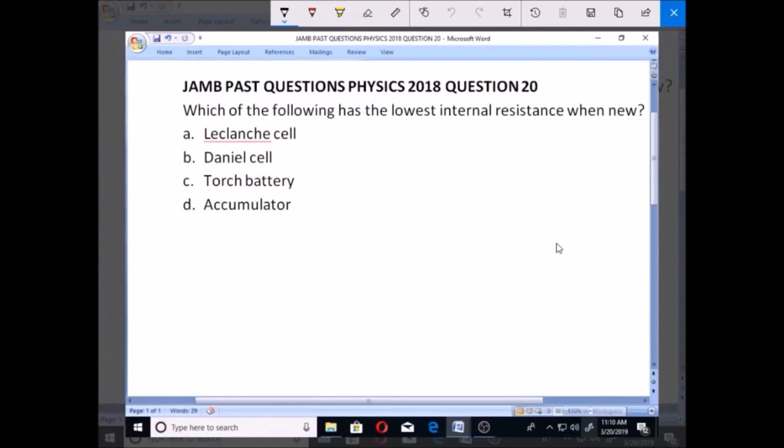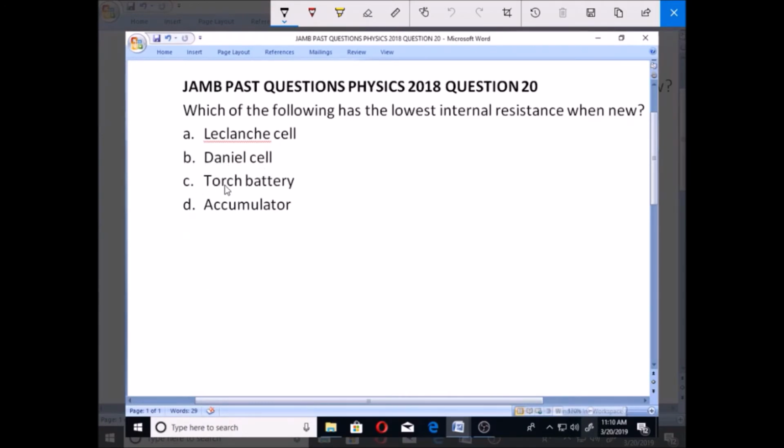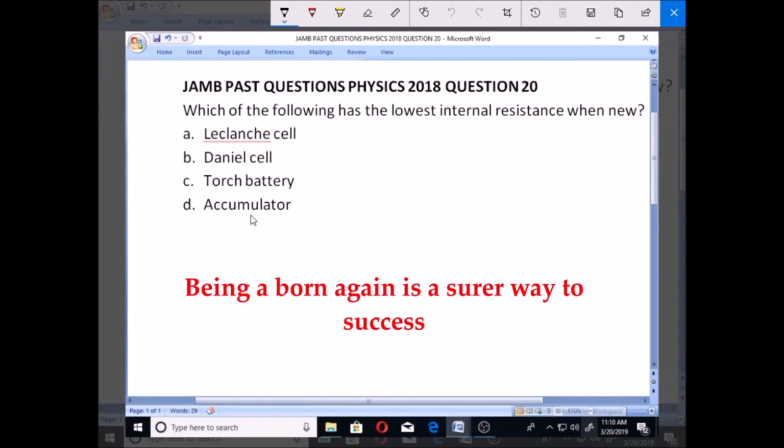Look at this question number 20 for JAMB Past Question Physics 2018. Which of the following has the lowest internal resistance when new? A. Leclanché cell, B. Daniell cell, C. Torch battery, D. Accumulator.